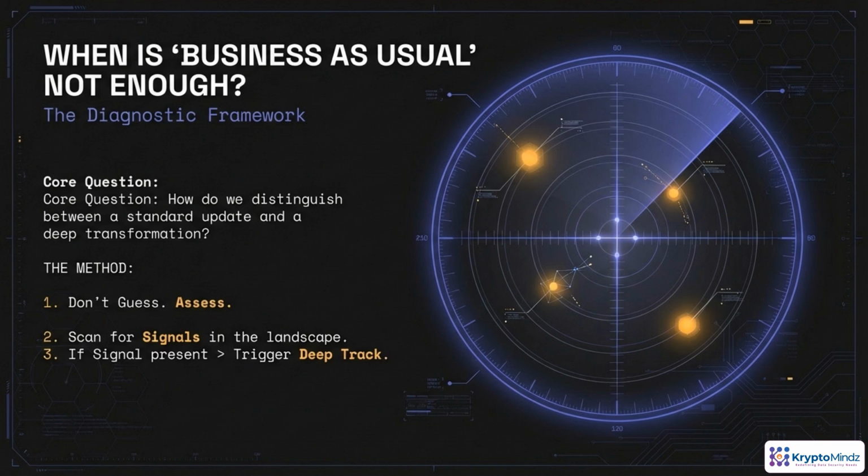With eIDAS 2.0, the main difficulty isn't reading the regulation. It's deciding whether you're facing a routine compliance update or a deep shift in how your organization handles identity and trust. We'll apply a simple diagnostic mindset. Don't rely on gut feeling or lobbying by a single stakeholder. Assess objectively. Scan your business landscape for clear strategic signals. When those signals appear, they should automatically trigger a deeper, more ambitious track.